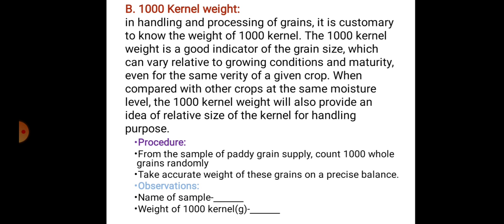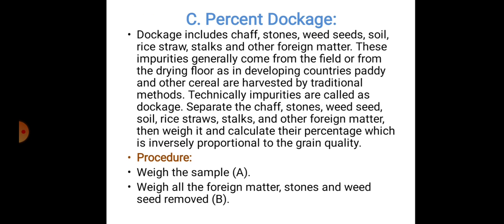Procedure: from the sample of paddy grains supplied, count 1000 whole grains randomly, and take the accurate weight of these grains on a precise balance. Observation: name of the sample, weight of 1000 kernels in grams.